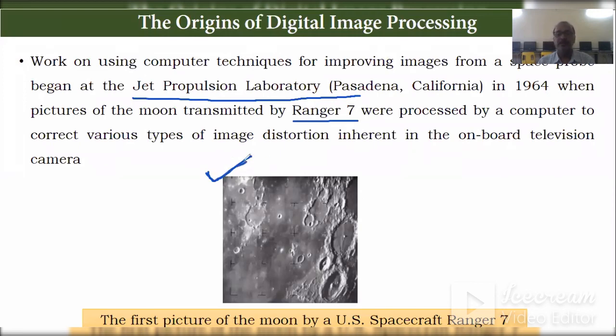So this first image processing application is in 1964, when Ranger 7 sent the moon photo to the Earth, and this photo was modified by digital computers, and some of the parts on the moon are clearly visible.